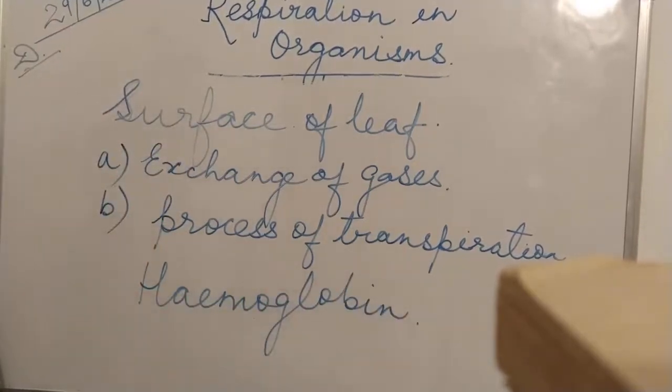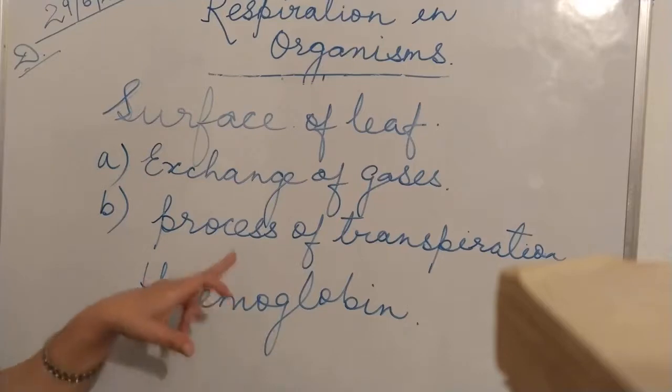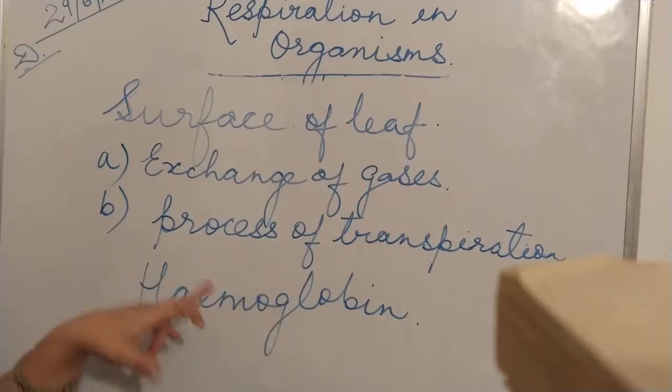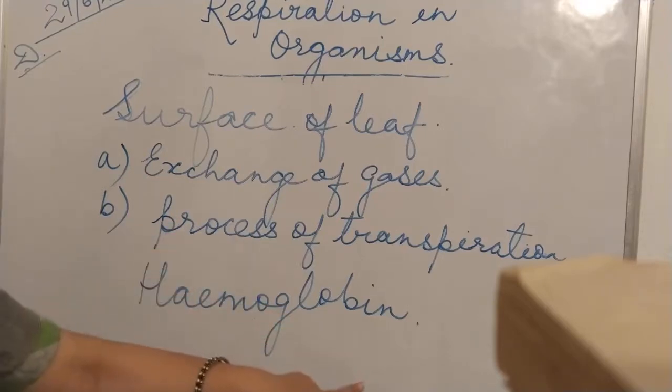Once again I am repeating the question. How is oxygen transported from lungs to other parts of the body? Oxygen is transported from lungs to other parts of the body with the help of hemoglobin.